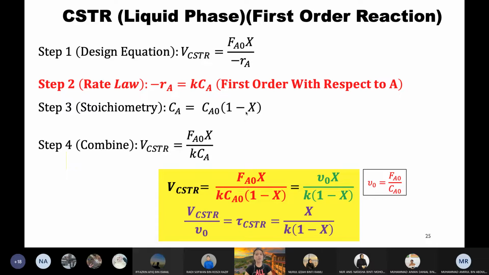So what we do now? Kita combine 1, 2, 3. Okay, kita combine number 1, number 2, number 3. So we get volume CSTR equals to FA0X per minus RA, where minus RA is replaced with KCA. Okay, dah replace dengan KCA.